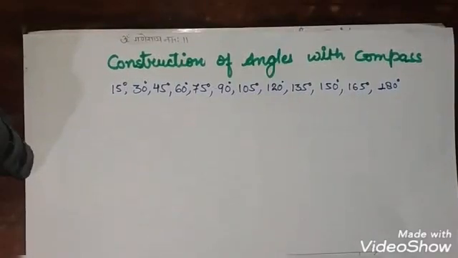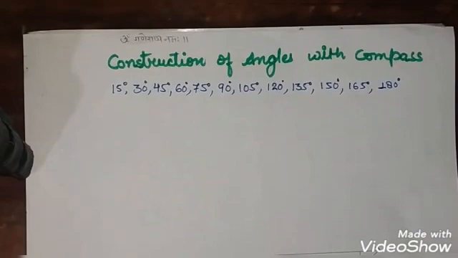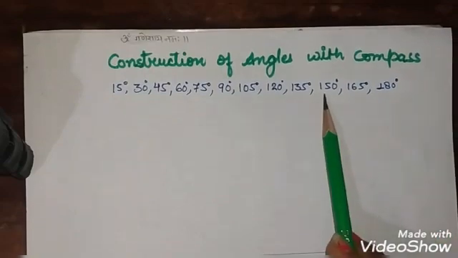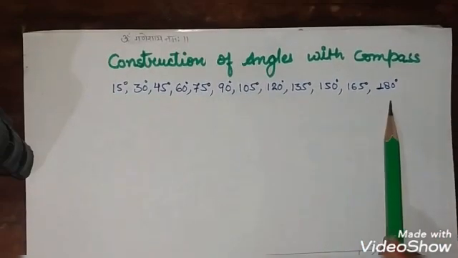Construction of angles with compass. We can construct angles which are the multiples of 15 with the help of compass, like 15 degree, 30 degree, 45, 60, 75, 90, 105, 120, 135, 150, 165, 180.